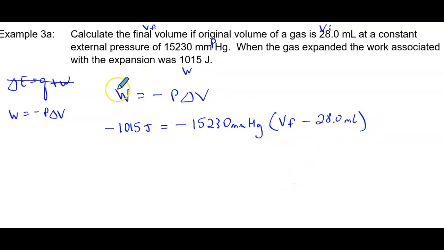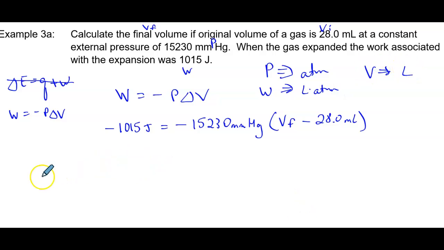Okay, so when using this formula, I want to point out that you want to have your pressures always converted into atm, your work always converted into liter atmospheres, and your volume always converted into liters. And that's because of the relationship we know: 1 liter atmosphere equals 101.3 joules. So we need to get a liter atmosphere, a volume, and a pressure converted into joules or vice versa to be able to do the calculations.